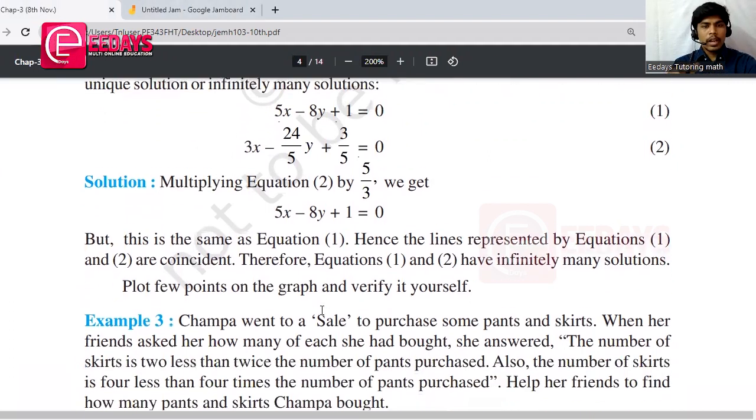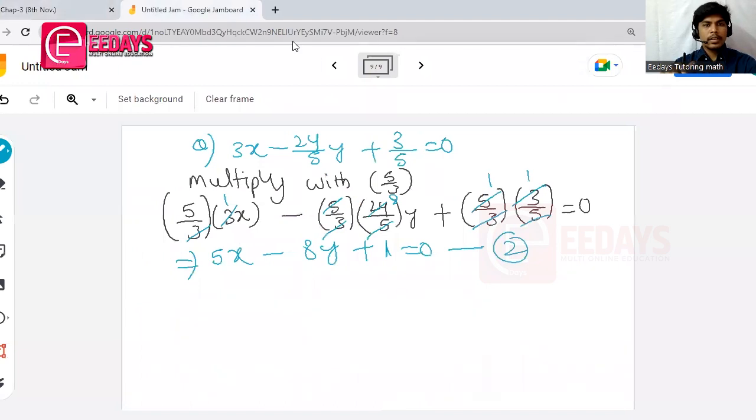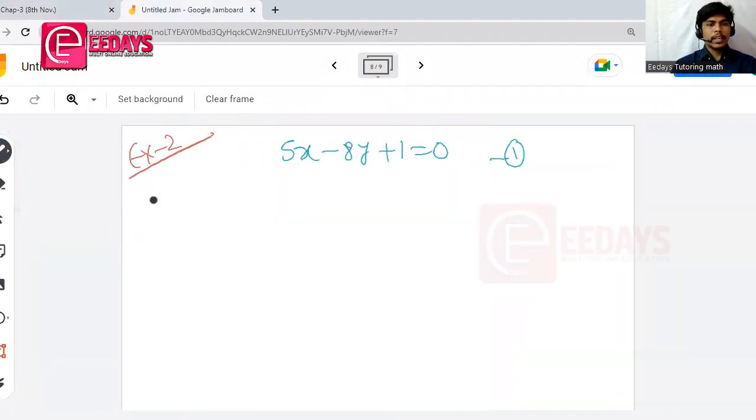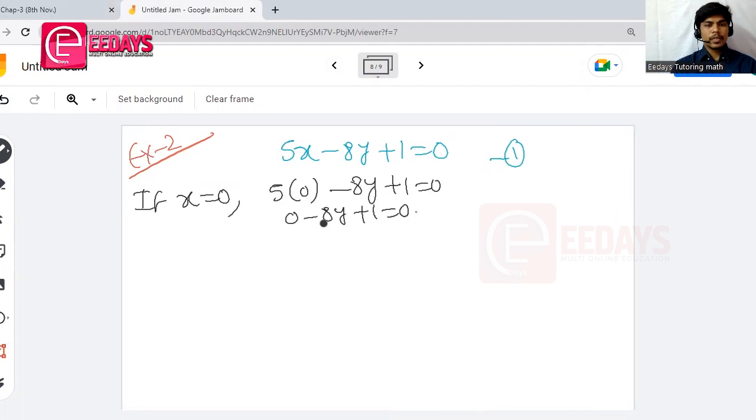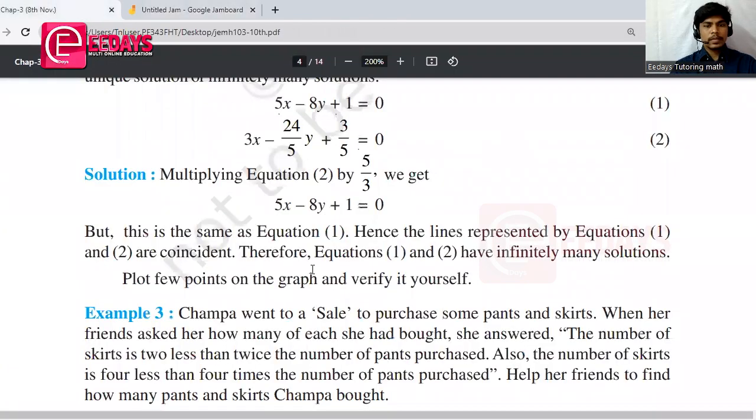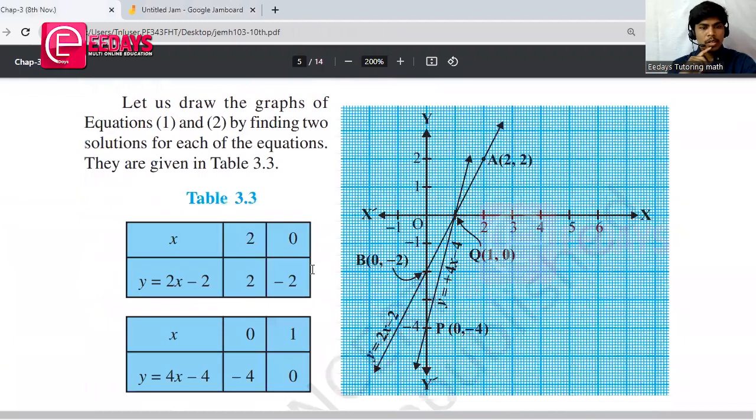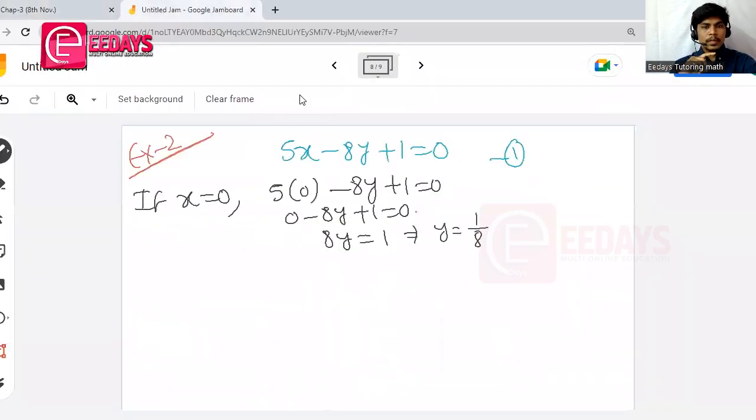All right. So we got the two equations. Let's solve by taking x and y values. If x is equal to 0, substitute 5 into 0 minus 8y plus 1 is equal to 0. 5 into 0 is 0, plus 1 is equal to 0. Minus 8y, if we transfer to the other side, becomes plus 8y is equal to 1. Now y is equal to 1 by 8, since multiplication becomes division when transferred. We are getting fractions, right?